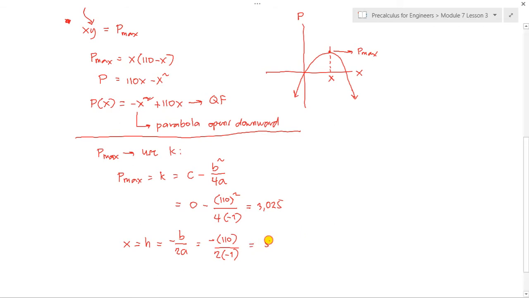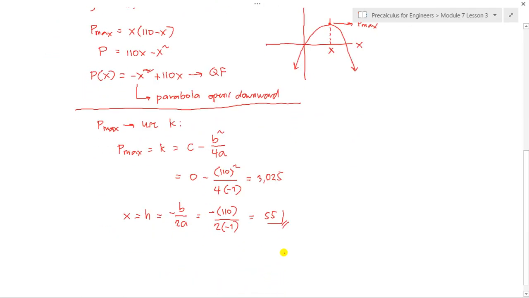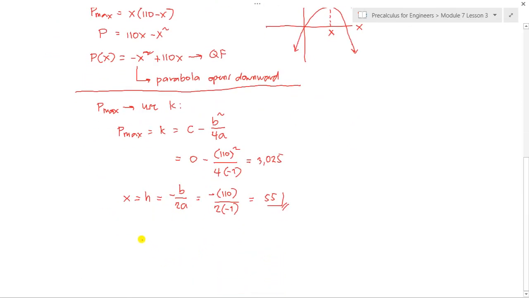So therefore, one of the numbers is 55, while the other is just 110 minus 55. So y is equal to 110 minus 55. The answer is 55. So therefore, the two real numbers are the same, 55 and 55. That is x equals y equals 55.